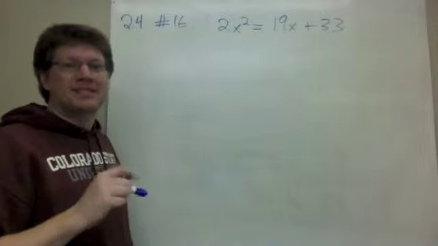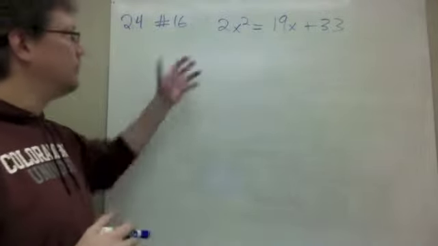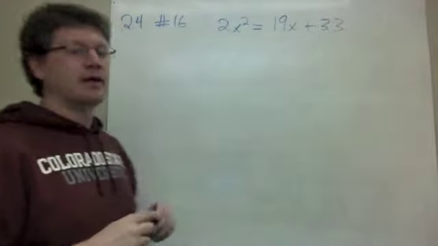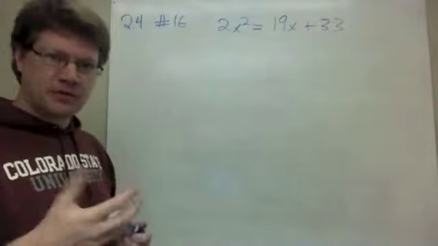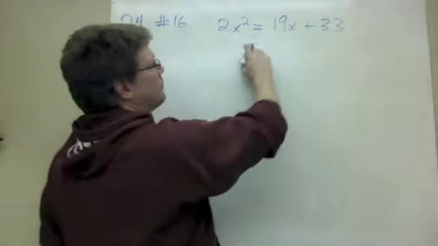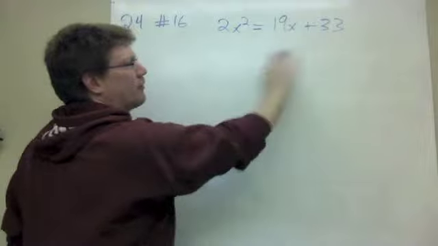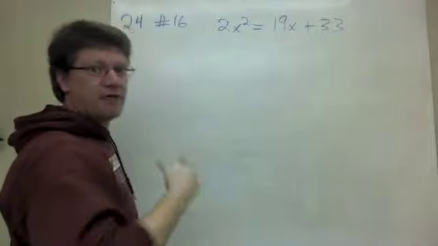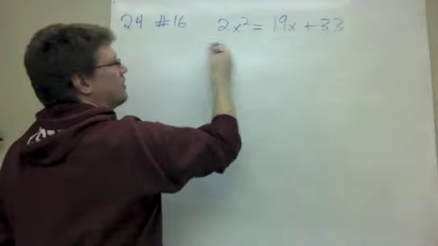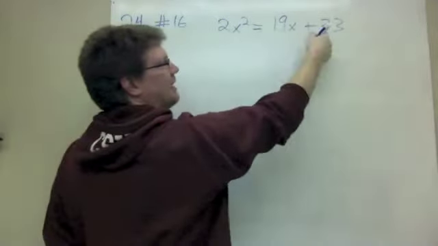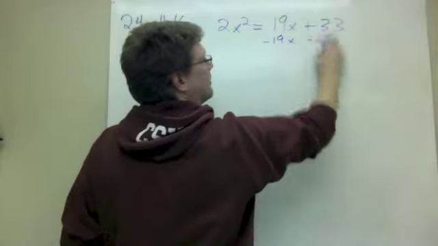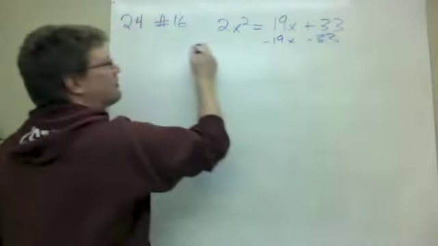Section 2.4, number 16. We are told to write this as a quadratic and solve this by factoring. 2x squared equals 19x plus 33. So what we want to do is get a polynomial, our quadratic, equals 0, and then factor it out and find the x's that'll work. So we're going to subtract over the 19x and the 33. We have to do that to both sides.